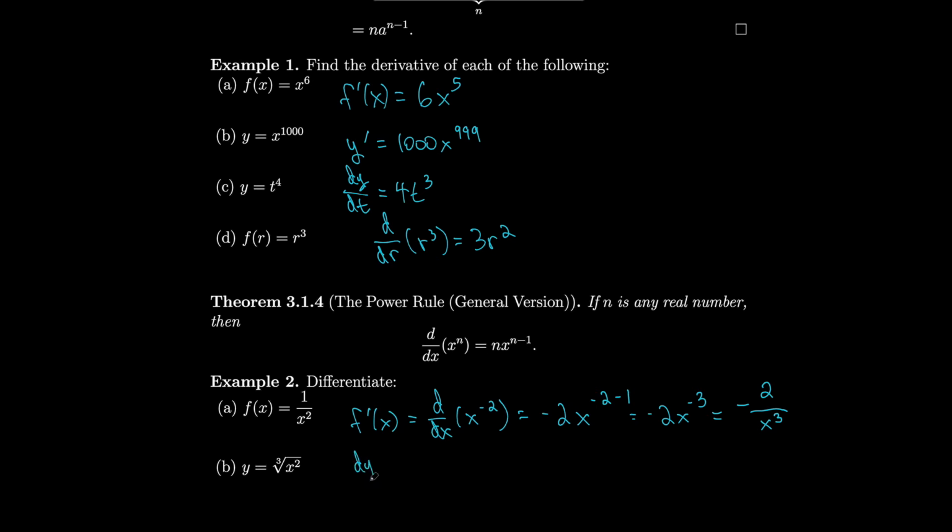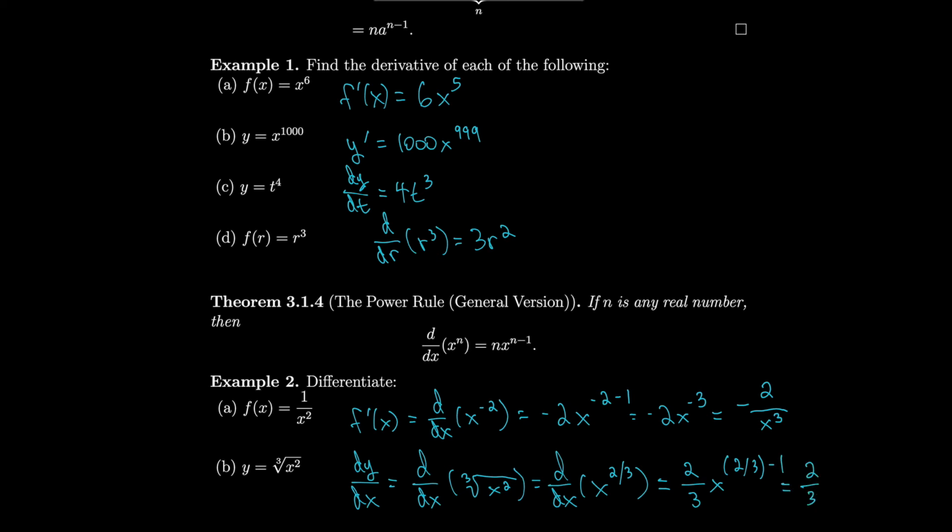If we want to take the derivative of the cube root of x squared, that's the same thing as the derivative of x to the 2/3 power. So now we just make the 2/3 hop out in front. So we keep 2/3 and we subtract 1. So that's 2/3 x to the minus 1/3.